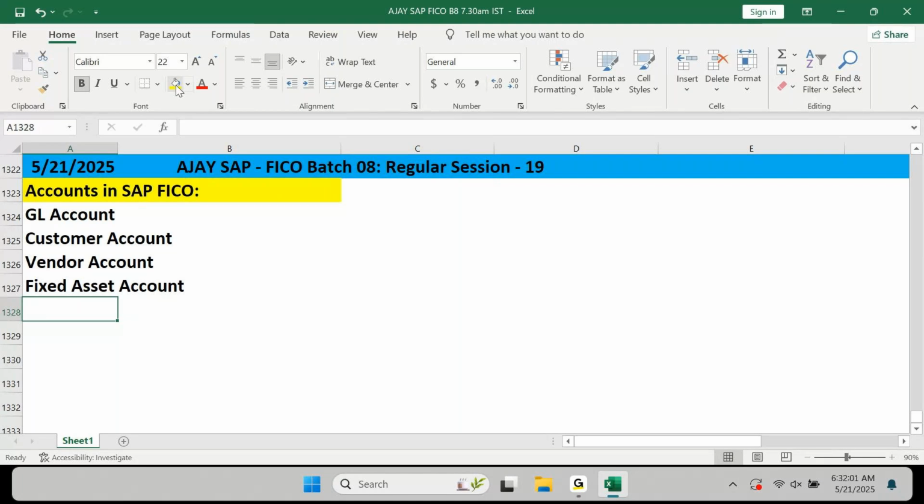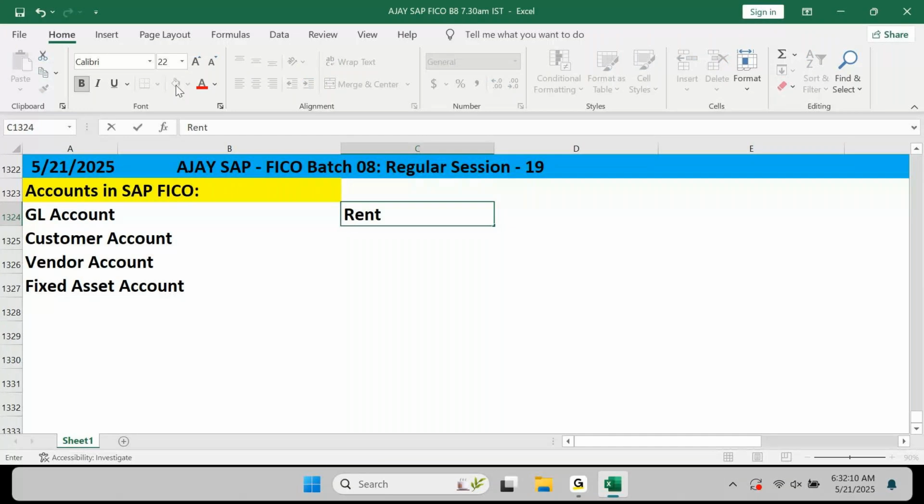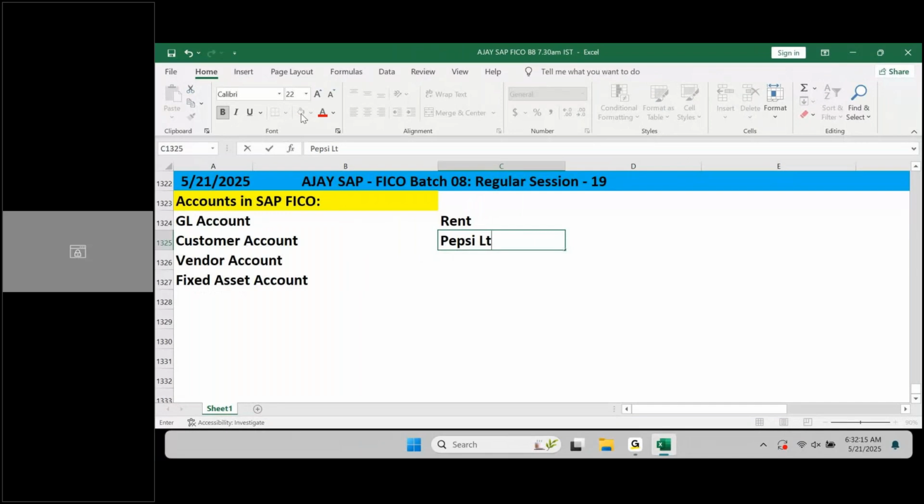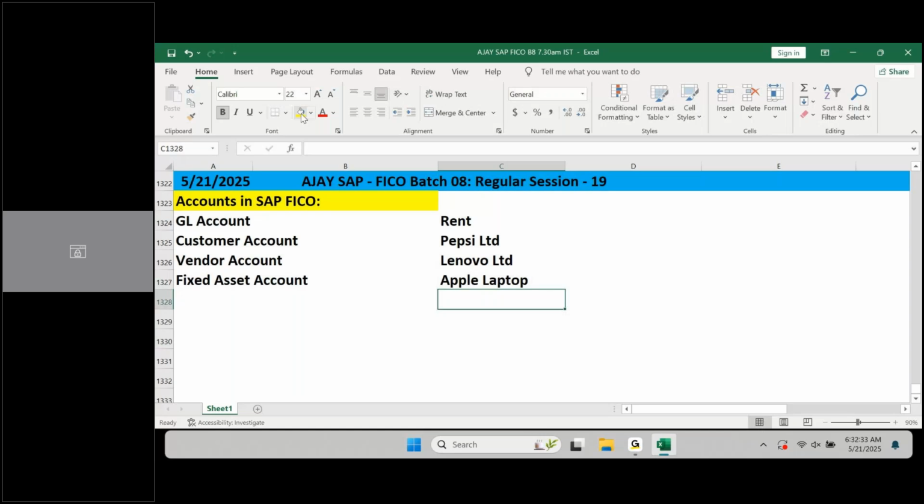Yes. Now in SAP, if I say in general, GL account, can I write an example as rent is a GL account? Let's say Pepsi Limited can be a customer account. Lenovo Limited can be a vendor account. Or let's say Apple laptop can be a fixed asset.